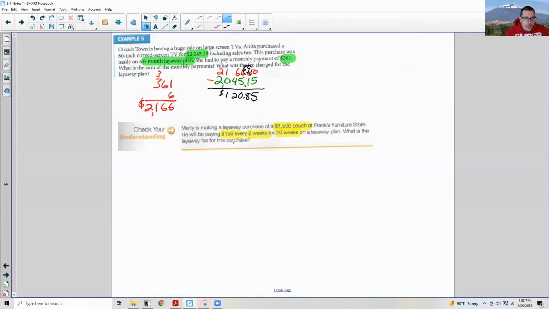Okay, so first of all, let's see how much you paid. Every 2 weeks for 20 weeks, that would be 10 payments. So multiply $156 by 10, it's $1,560. The couch was $1,500. So you take $1,560, subtract the price of the couch, and the $60 over is the layaway fee for this purchase. Okay, so it cost him $60 to put it on layaway.